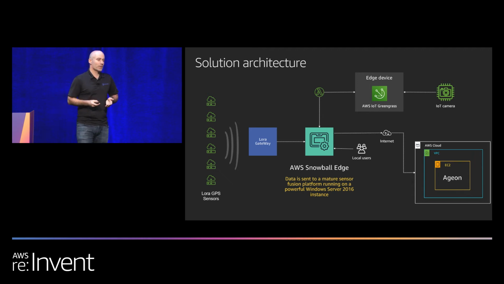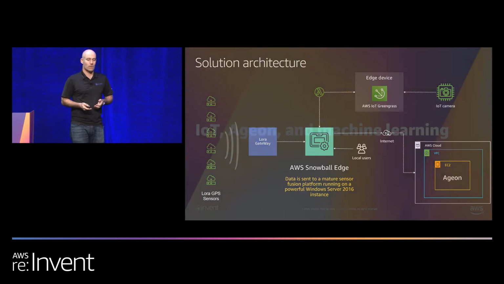It's worth mentioning that we were able to get a very high power Windows instance running on the Snowball Edge. So for those of you that have Windows workloads, we were able to provision an instance using the documentation available to get Windows Server 2016 running with our application on the compute optimized device.